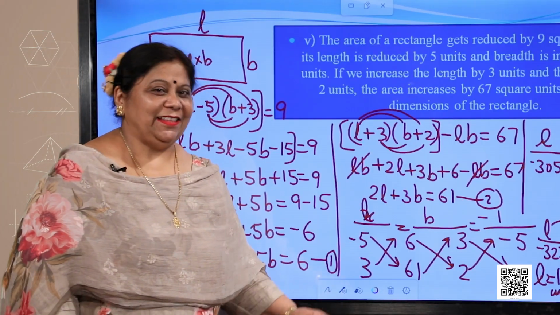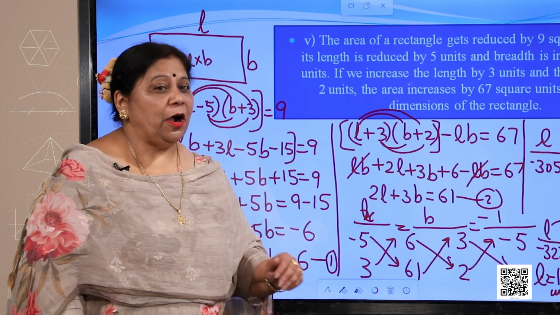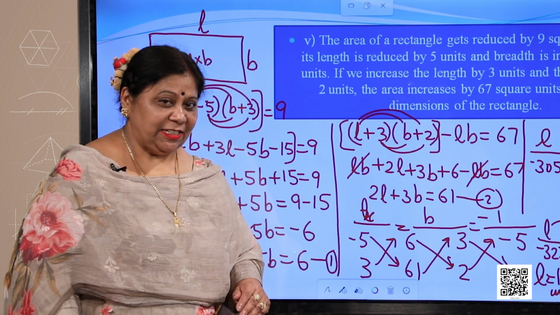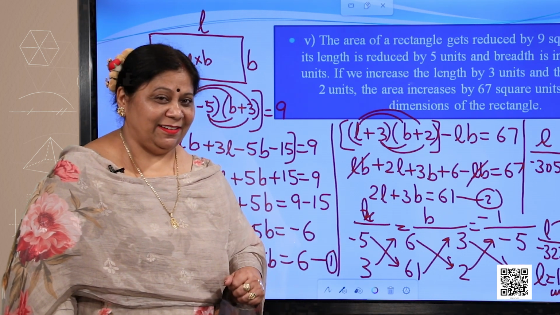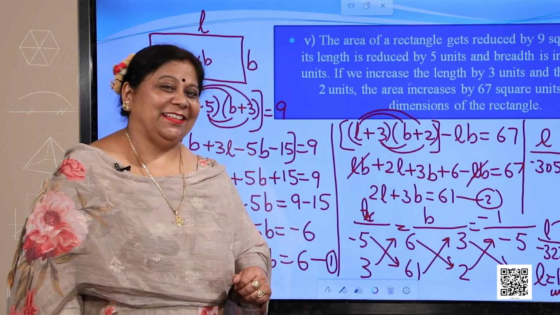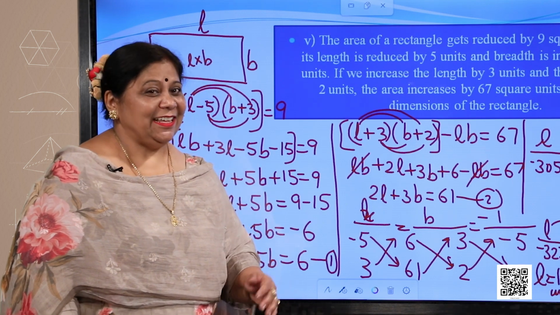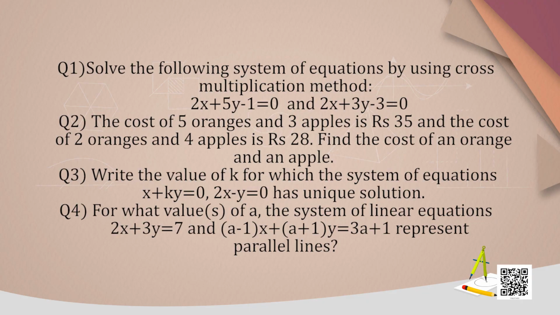So, students, in this episode we discussed how to solve the pair of linear equations, that is the word problems, with the help of cross multiplication method. Now, it is time to take the assignment. Let us see the assignment questions. Question number 1. Solve the following system of equations by using cross multiplication method. 2x plus 5y minus 1 is equal to 0 and 2x plus 3y minus 3 is equal to 0.